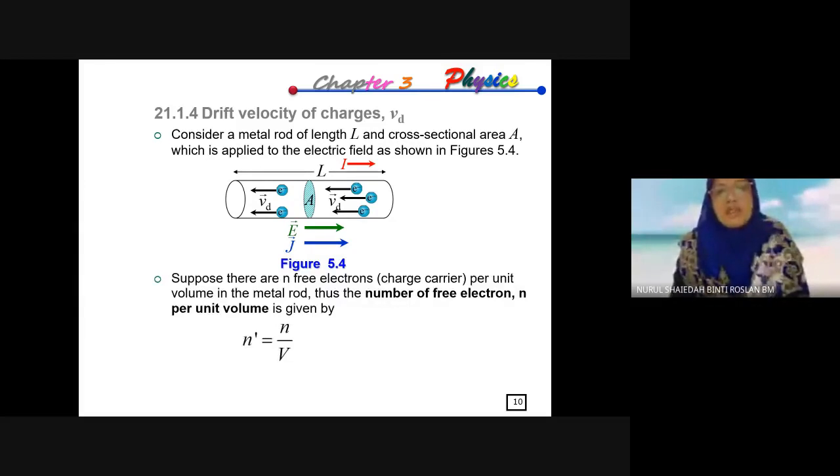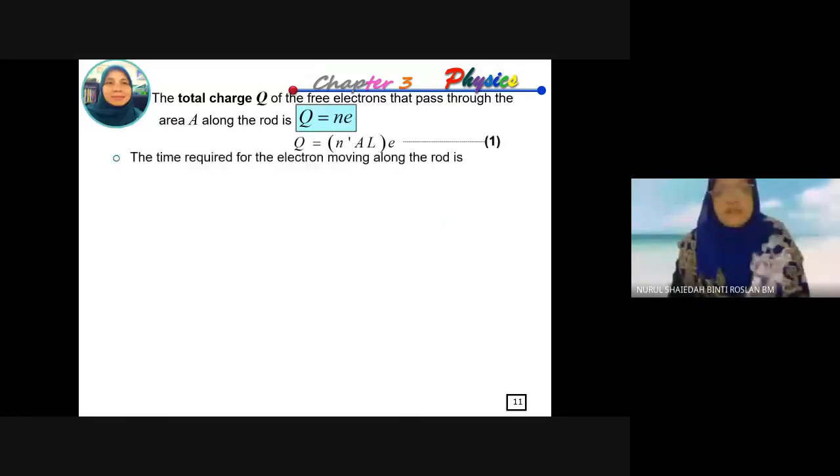So for drift velocity, consider you have a metal rod of length L. This is the cross-sectional area A. There are n free electrons, let's say 1, 2, 3, 4, and here is 5, for example, per unit volume in the metal rod. Thus, the number of free electrons per unit volume is given by n prime equals n over V. What is V? V is volume. Volume equals area times length. So n prime equals n over AL. So you will get n equals n prime AL. Okay. So the total charge will be Q equals nE.